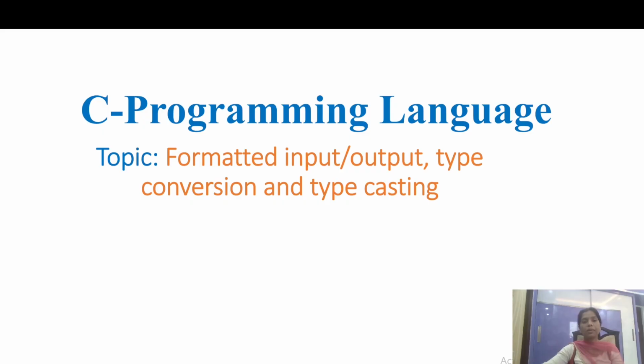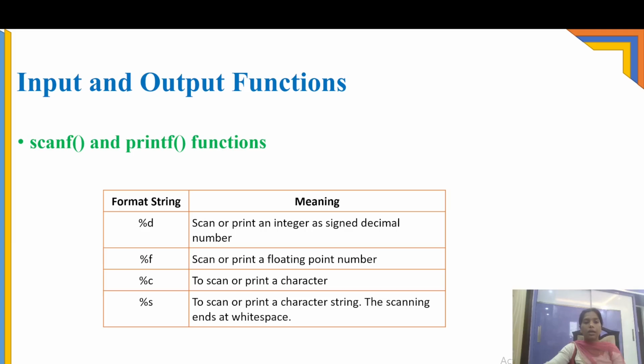So the next topic is input and output functions. What do we mean by input and output functions? Every program must take some input and produce some output. That is the purpose for which we write programs, right? So what are the input and output functions? Scanf is the input function, printf is the output function.